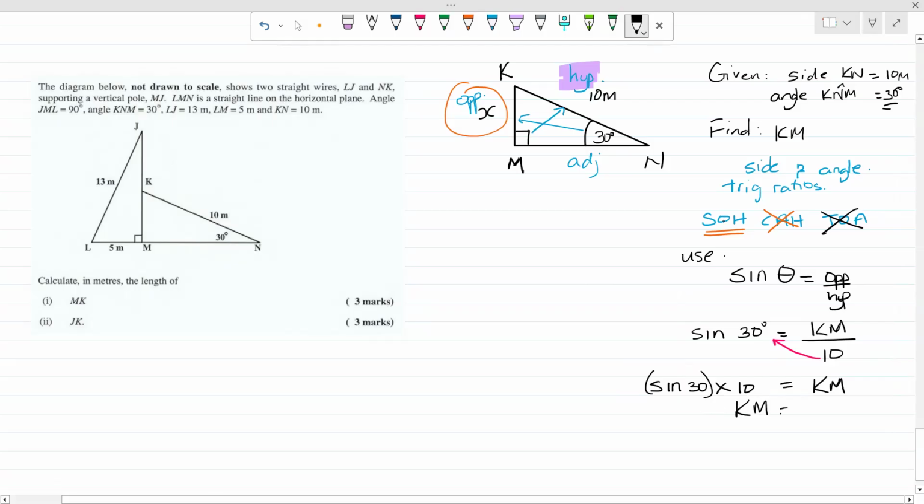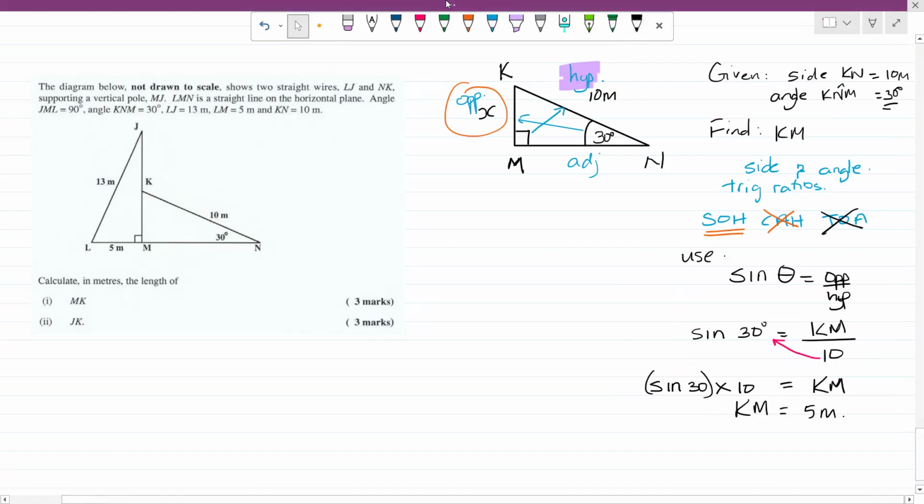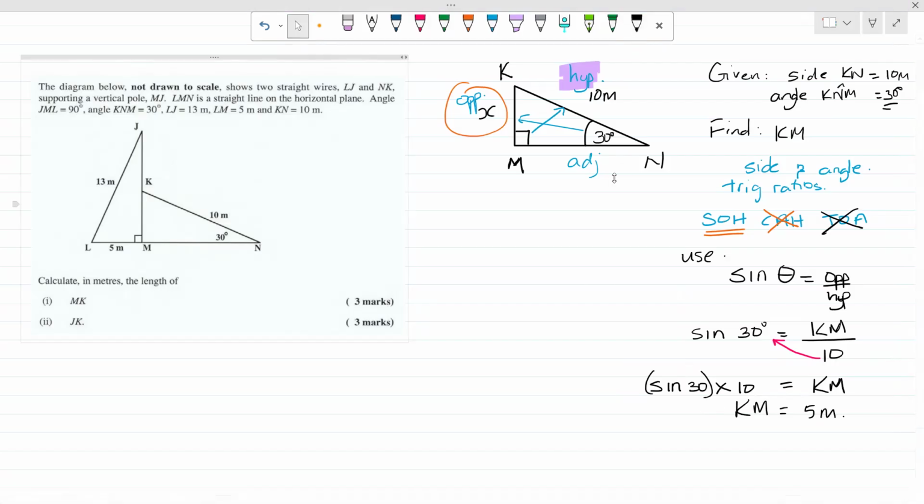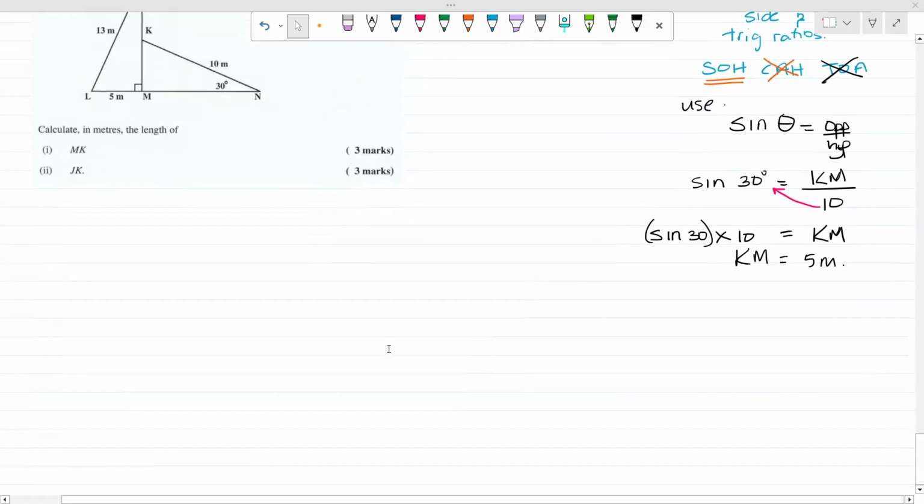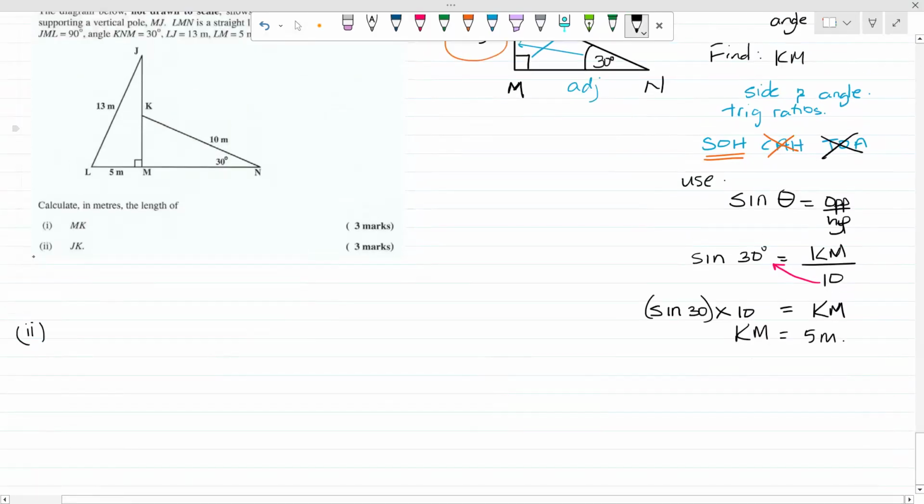So KM is equal to 5, and we just put back the unit of measurement, which is meters. All right, so that's our first answer for 3 marks. Let's talk about the other one now. The other one, part 2, is you want to find JK. Now look at what is happening here. We now know that KM is 5 meters.